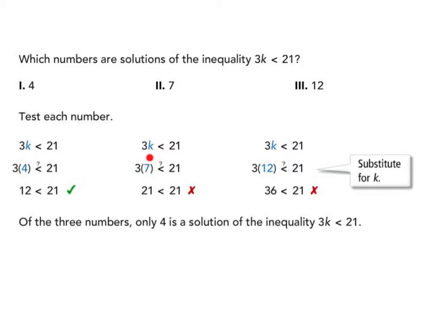Now replace the k with the second number, 7. 3 times 7 is 21. 21 is not less than 21, so that doesn't work. And the last one, 3k is less than 21. Replace the k with the number 12 to check it. 3 times 12 is 36, and 36 is not less than 21. So only 4 is a solution.